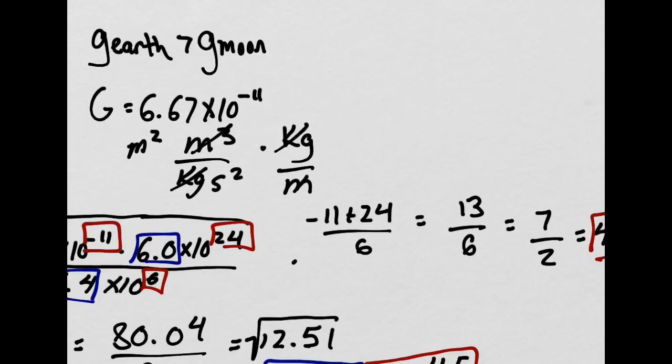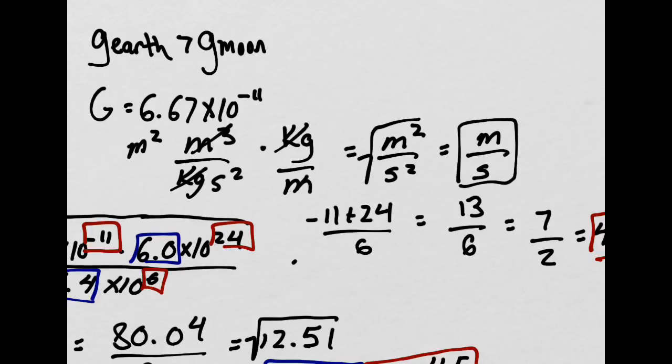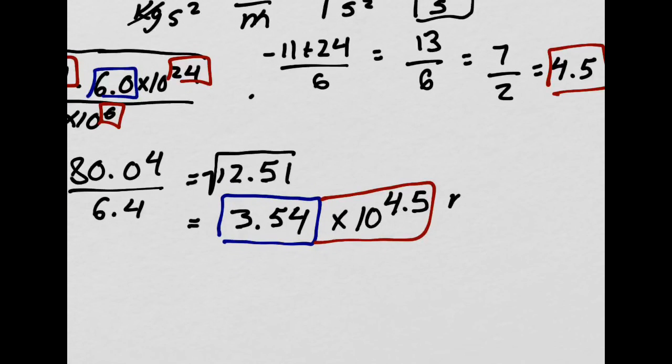So if the multiplication yields meters squared per second squared. Cool. Then you take the square root. Square root of a meter squared is a meter, and the square root of a second squared is a second. So our final units for escape velocity is meters per second. So our final escape velocity looks like this: 3.54 times 10 to the 4.5 meters per second for Earth.